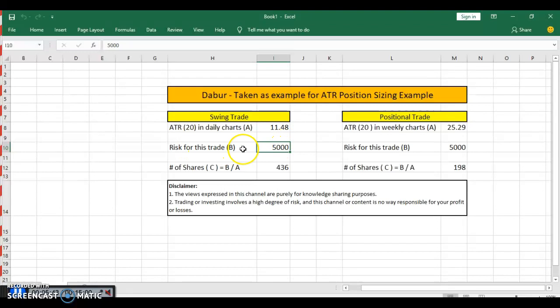So for example purposes, I will take the risk for this trade as 5,000, both for swing and for positional. Based on this, the number of shares you can take is, if your risk is 5,000, you simply have to divide this 5,000 rupees by the ATR 20 value in the daily charts, which comes to around 436.